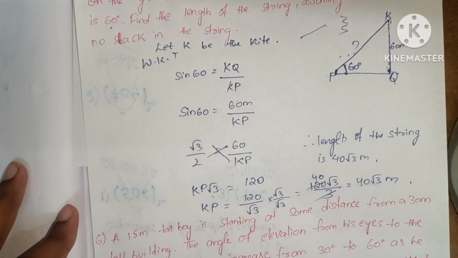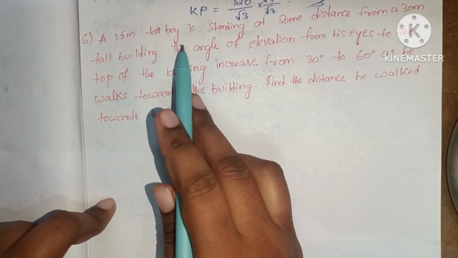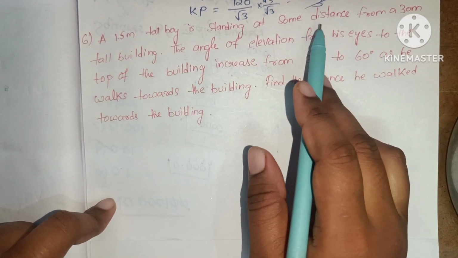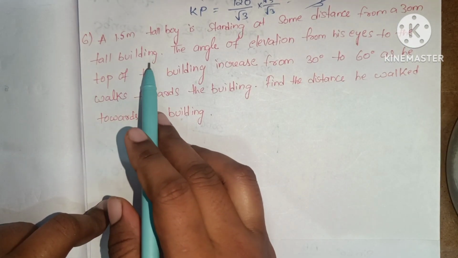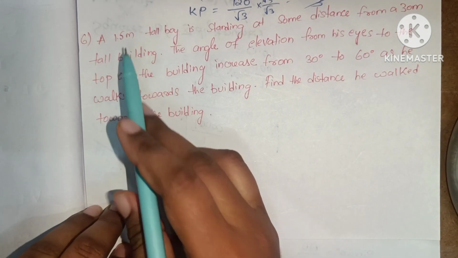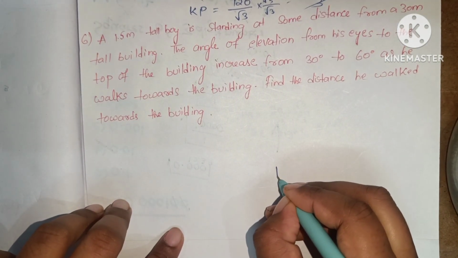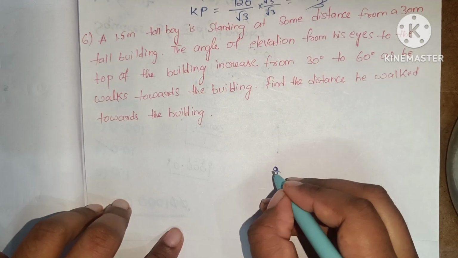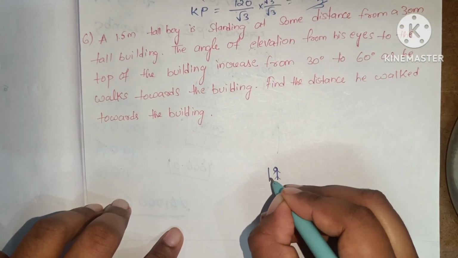Understood? Next sum. A 1.5 meter tall boy is standing at some distance from a 30 meter tall building. So one boy was there. How much tall was he here?